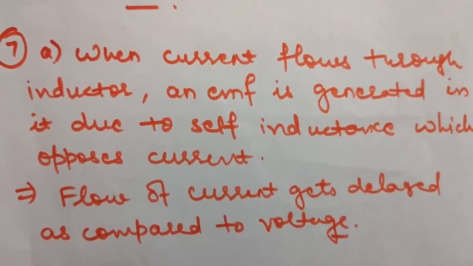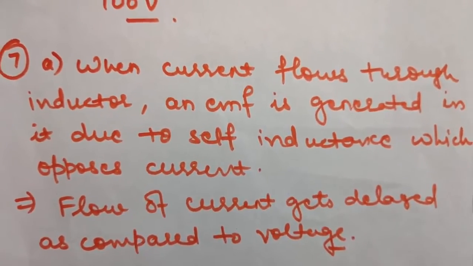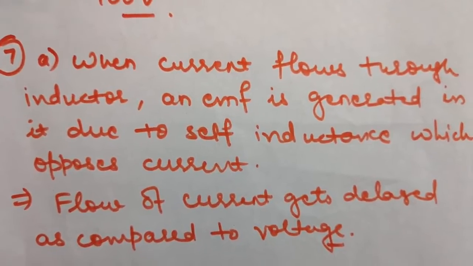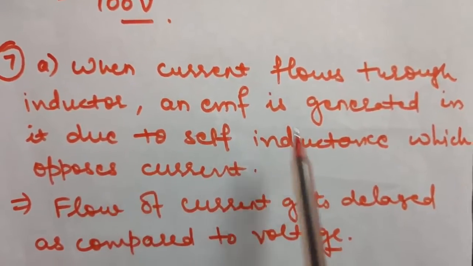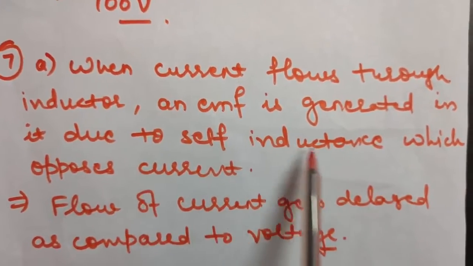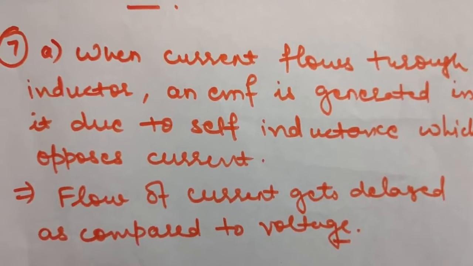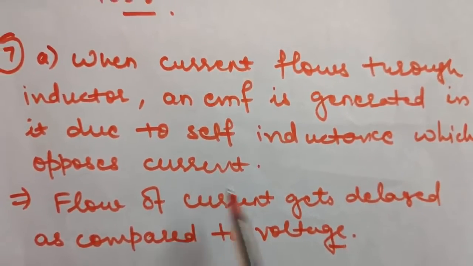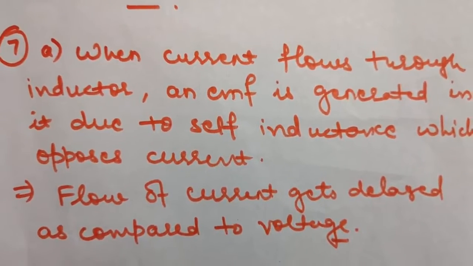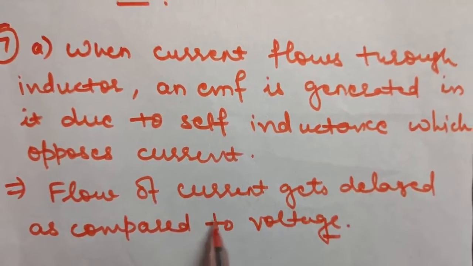Seventh question has two parts. So the first part says why the current lags behind in an inductor. So the answer is when current flows through inductor, an EMF is generated in it due to self-inductance. This you know, when current will flow through it, an EMF will be generated which will oppose the flow of current, right? So that means an EMF is generating which is opposing the current. So therefore current lags behind the voltage.